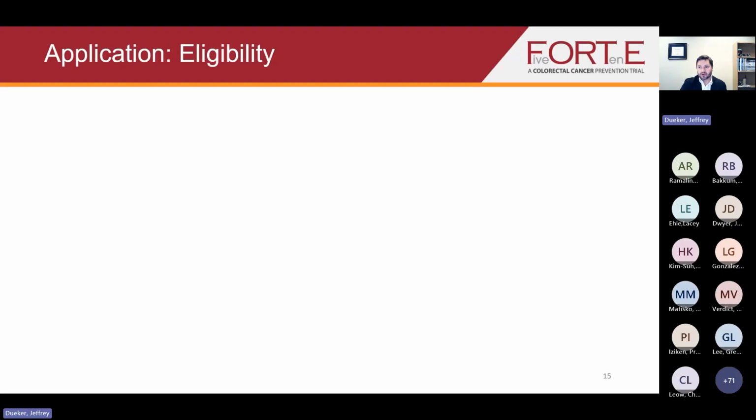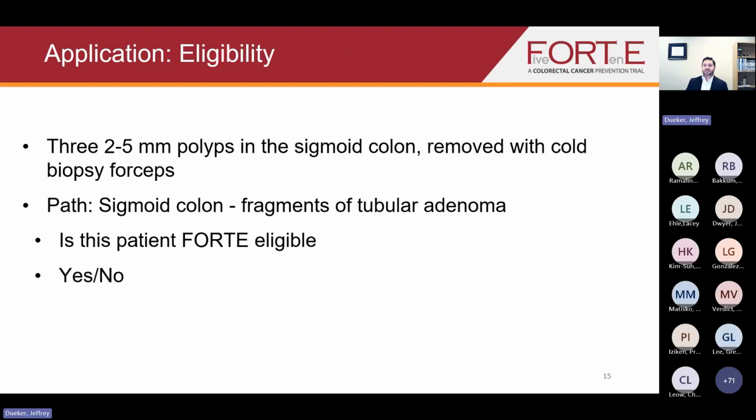Okay, so moving on to eligibility. This is a question. There are 3 polyps, 2 to 5 millimeters, in the sigmoid colon. They were all removed with a cold biopsy forceps, and the pathology says that they are fragments of a tubular adenoma. So the integrated question here is, is this patient FORTE eligible? Yes or no?